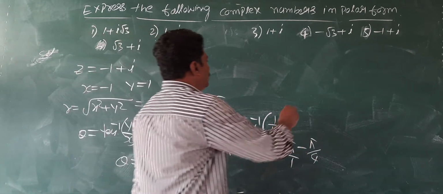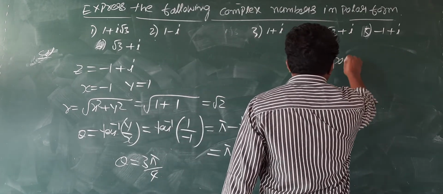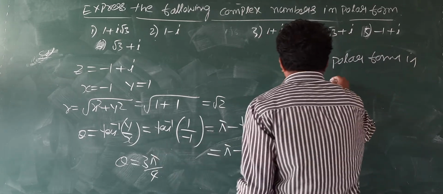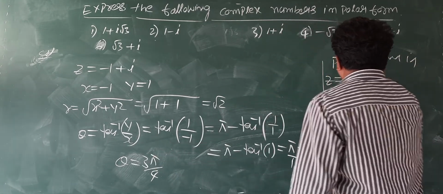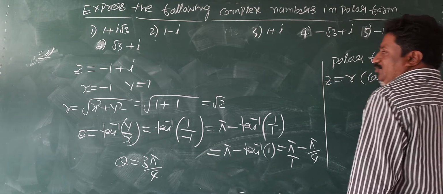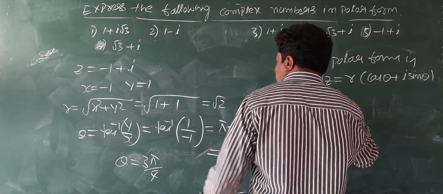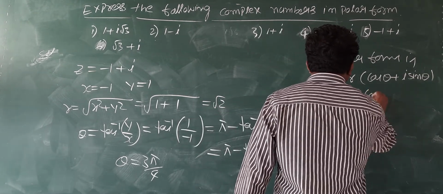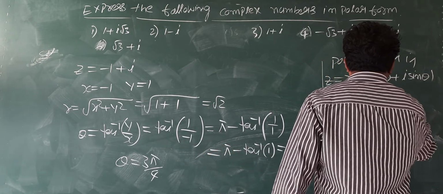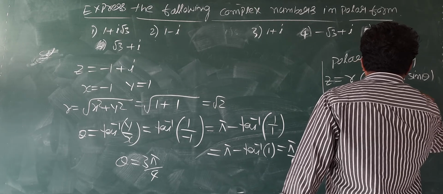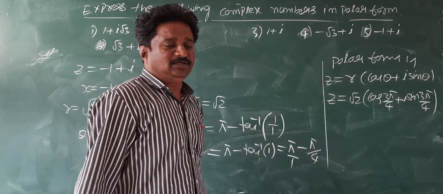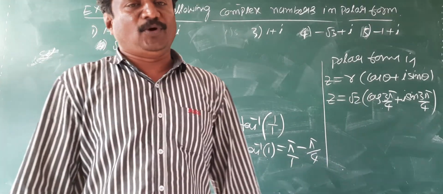Now write the polar form. Polar form is z equals r into cos theta plus i sin theta. Substitute for r and theta. Z equals root 2 into cos 3 pi by 4 plus i sin 3 pi by 4. Just substituting for r and theta. So we got that. This is about your polar forms, students.